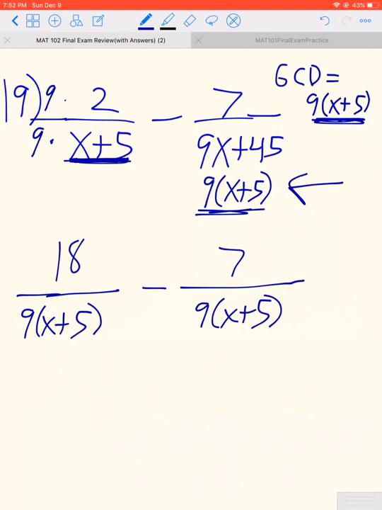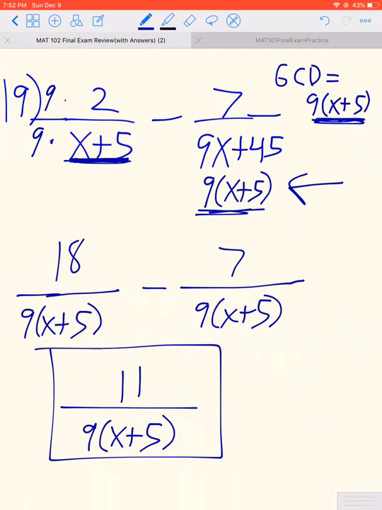And now that we have the same denominator, we're allowed to go ahead and subtract the numerators. So the bottom will stay the same. 18 subtract 7 should give us 11. And that would be our final answer.